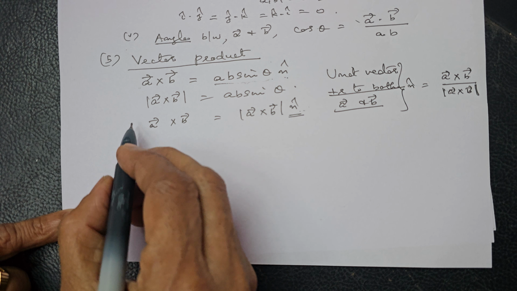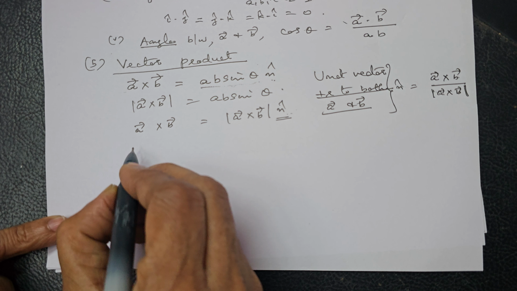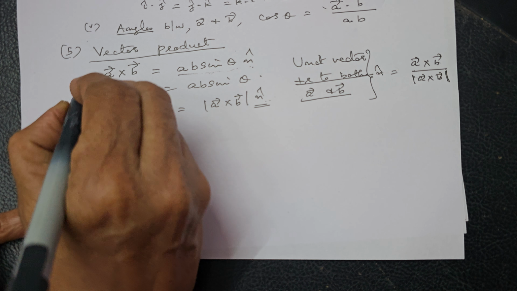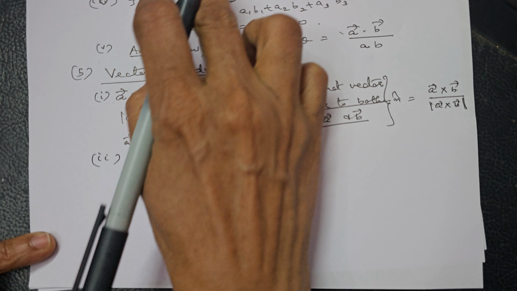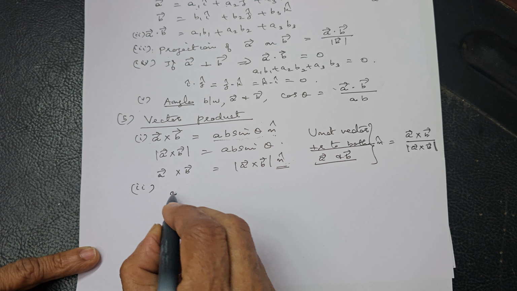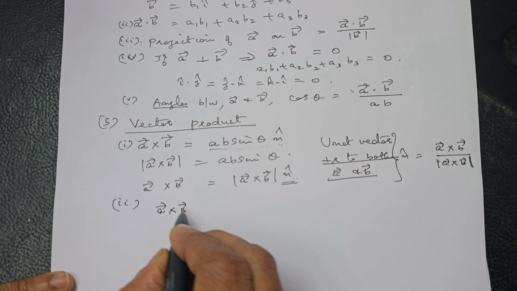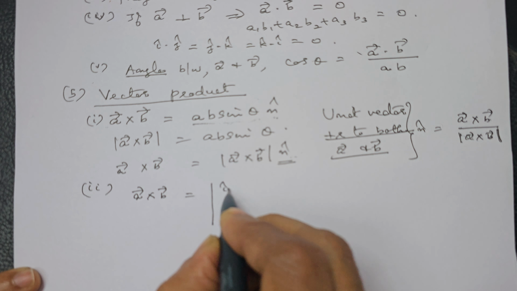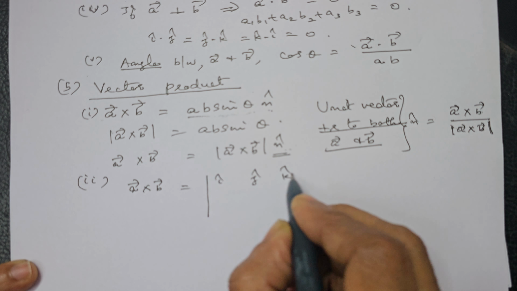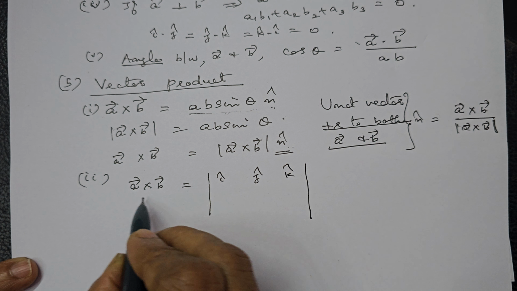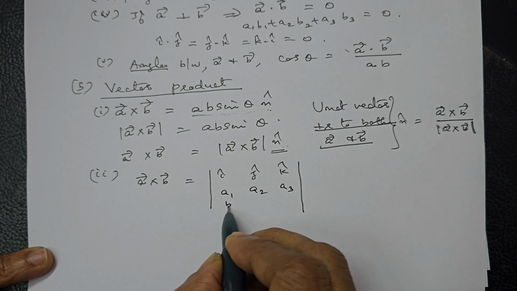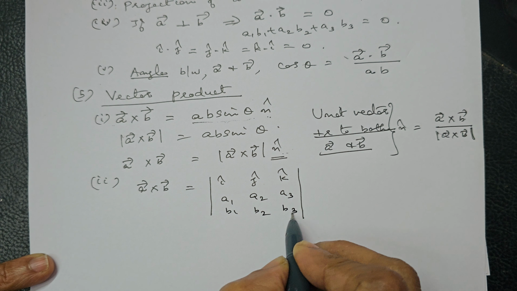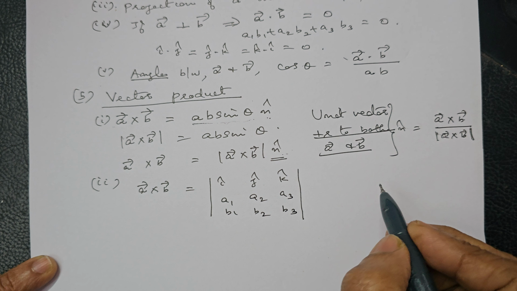Now, the next concept: how to find A cross B. This is by using the definition. Now, how to find A cross B if we are given A and B in component form? That is given by the determinant with i cap, j cap, k cap, since it's a vector, and write the components of A here, A1, A2, A3, and B1, B2 and B3. That is what A cross B is.